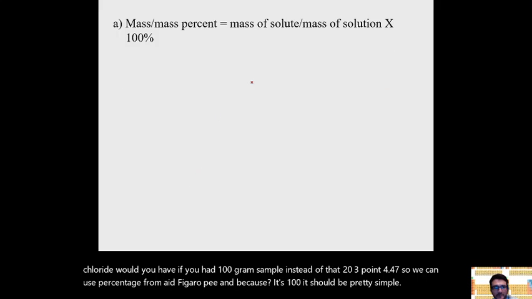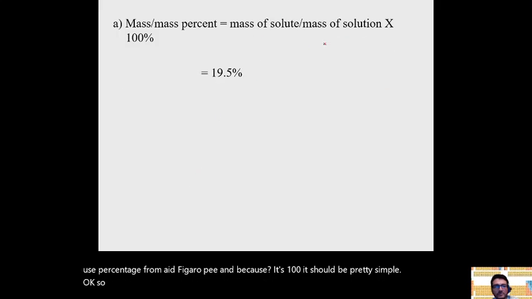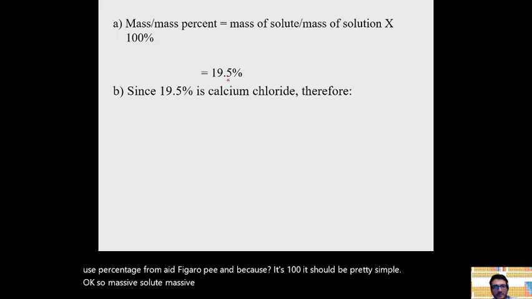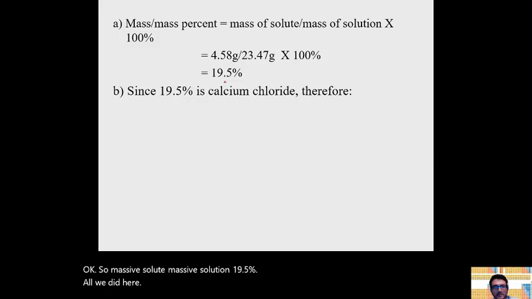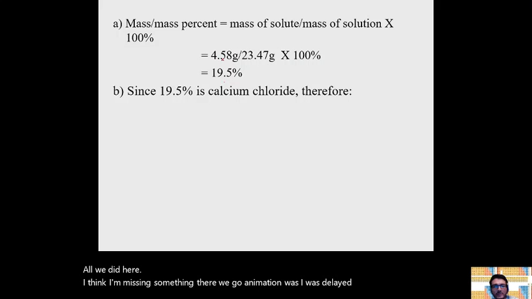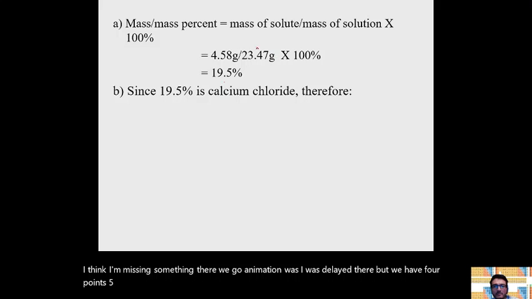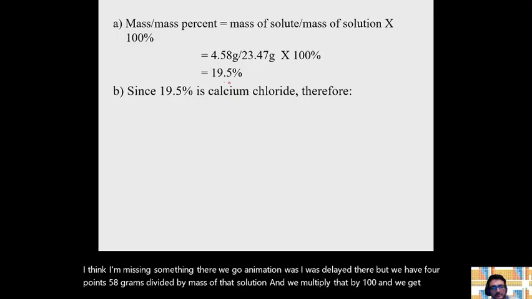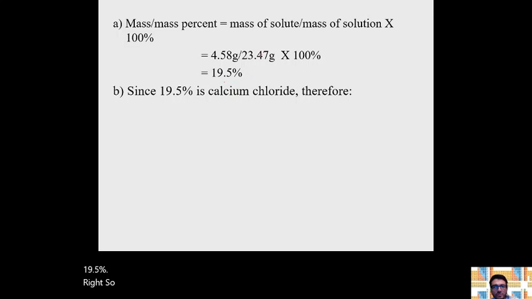Okay, so mass of solute, mass of solution, 19.5%. Right, all we did here, I think I'm missing something. There we go. Animation was delayed there, but we have 4.58 grams divided by the mass of that solution, and we multiply that by 100, and we get 19.5%. Right, so 19.5% is a concentration in mass, or comparing mass to mass.